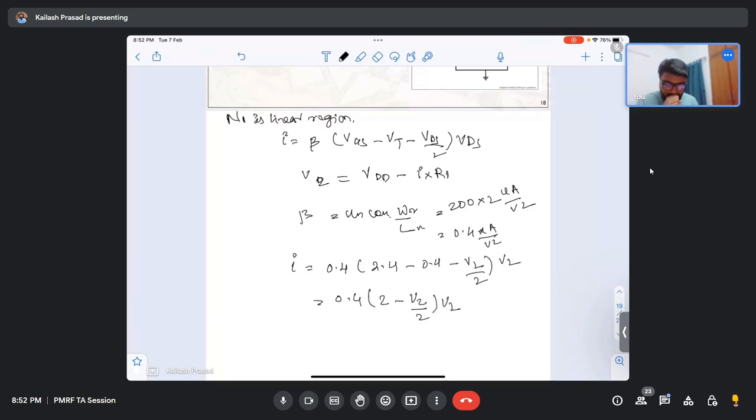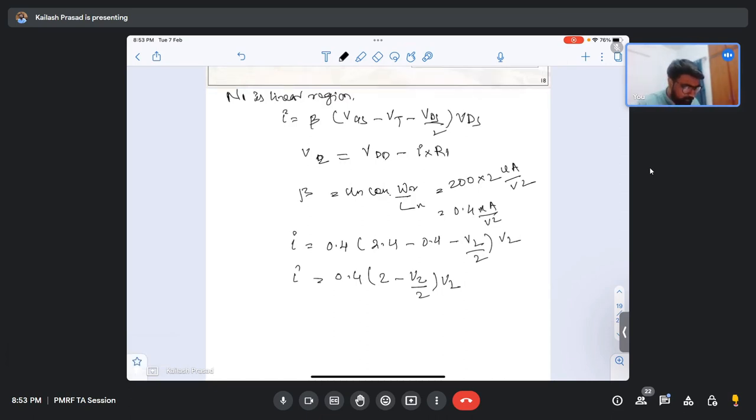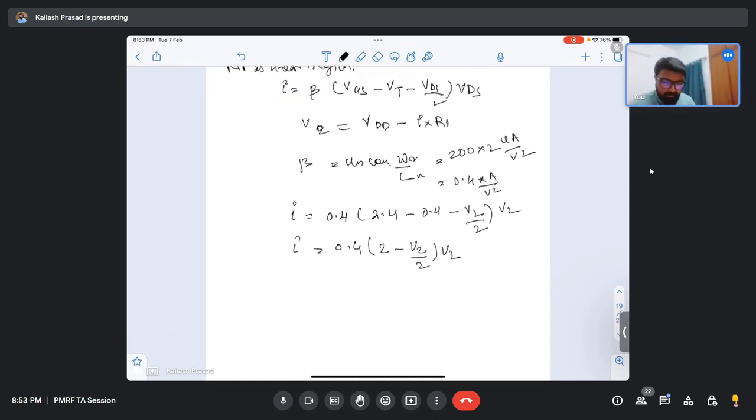And I have the equation of V2 over here, VDD minus I into R1. What I can do, I can substitute the value of I, right? VDD and R1 I already have, and I can get V2 from there. If I calculate V2, that will be the VDS I will get. And please note why we are calculating VDS, you will quickly understand now. So I will try to solve this.